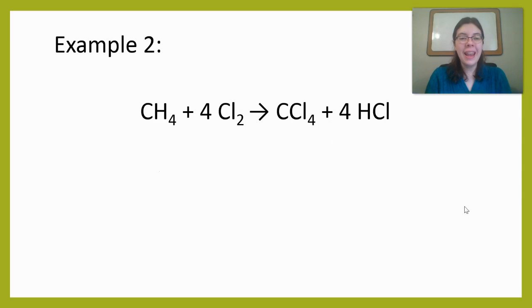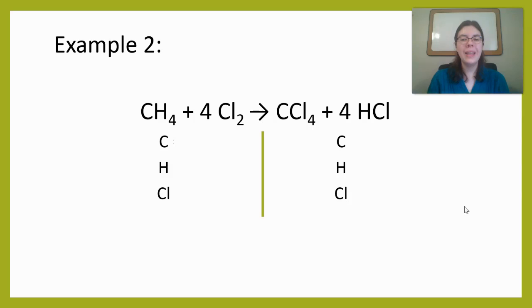Okay, so let's try another one. So this is methane, CH4, plus chlorine gas gives us carbon tetrachloride and hydrochloric acid. So let's go ahead and get started with this one. So we draw that vertical line, and then we're going to list out the elements. So we have carbon, we have hydrogen, and then we have chlorine.